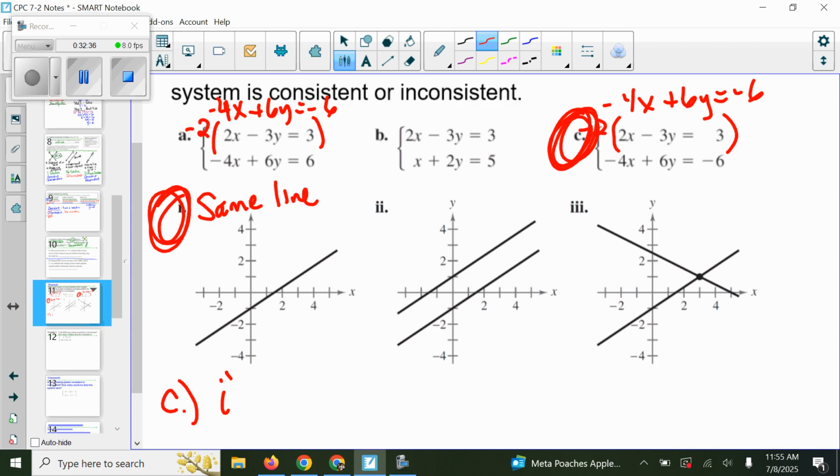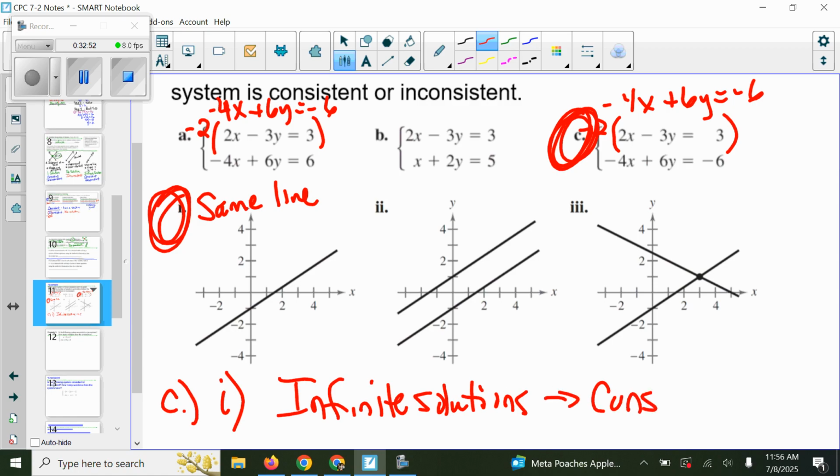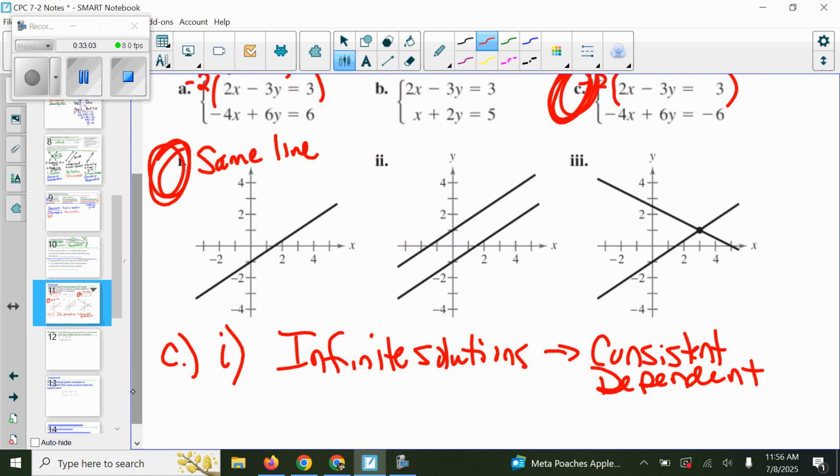What are we going to call that? Well, if they're the same line, that means they have infinite solutions. So we have an infinite number of solutions. And what would you classify that as then? If it's infinite, that means it is consistent. They actually have solutions. And because there's a whole bunch of them, that would be dependent. So that system would be consistent and dependent when we look at that value. All right, so now we need to find another match here.